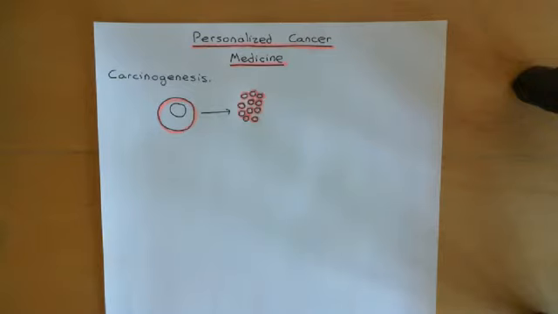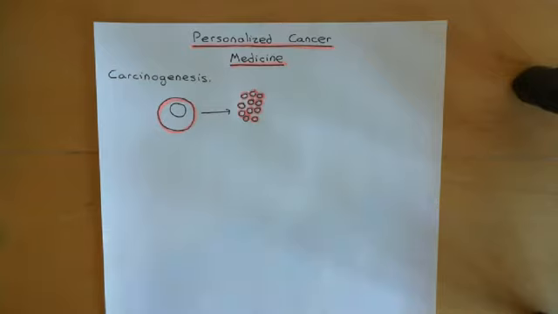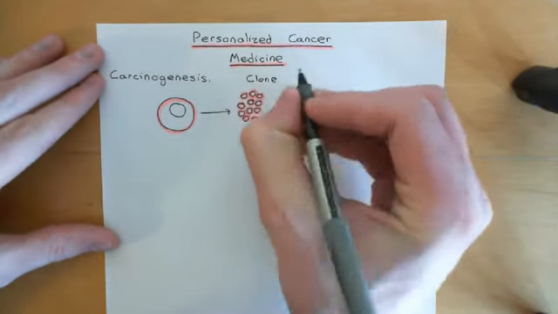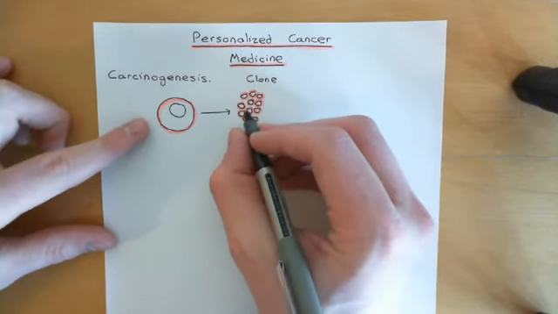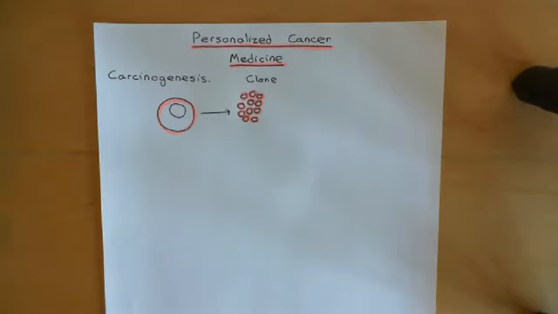So what then happens is that this red cell produces a whole clone, as it's called, of cells that have all got this same mutation that causes them to overdivide. So effectively you produce a whole population of cells which are all genetically identical and which are all over-proliferating. Now that's not cancer yet.